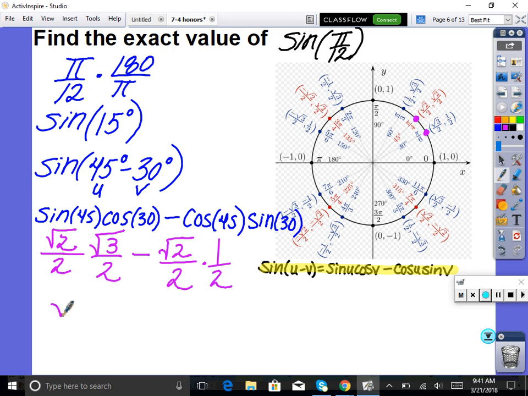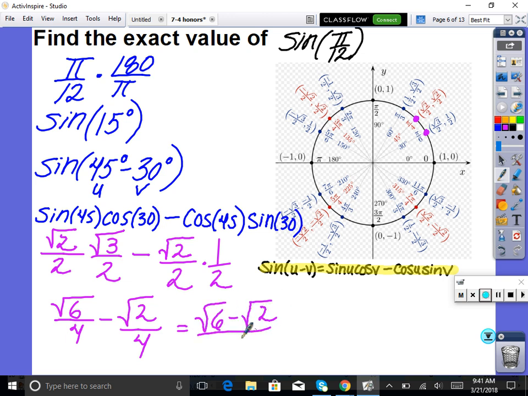So now we have root 6 over 4 minus root 2 over 4. We have a common denominator, so we can put this together. Root 6 minus root 2 all over 4. And there's our exact answer. Didn't that answer just happen to come out the same as the last answer? Yay, it did.